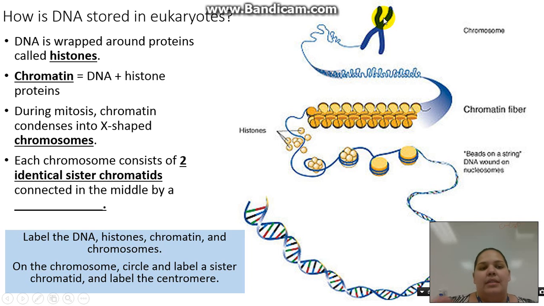Each chromosome consists of two identical sister chromatids connected in the middle by a centromere. We can't see it here, but the centromere would actually be right here. So go ahead and take a second, pause if you need to. Label this diagram on your notes because I gotta move on.